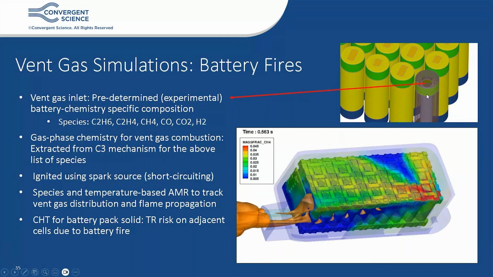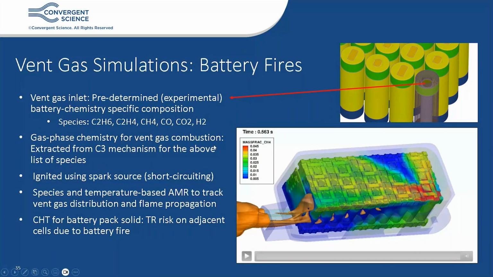In this particular problem, we seek to understand the combustion behavior inside the battery pack and outside. We showcase the flame using an isocontour for temperature, shown here in orange. We have a species distribution that comes from experiments coming out of the battery. And then we use an appropriate reaction mechanism to model vent gas combustion. And that can easily be extracted from the full C3 mechanism database available in Studio. The full C3 mechanism database contains over 3,000 distinct species with over 16,000 reactions.